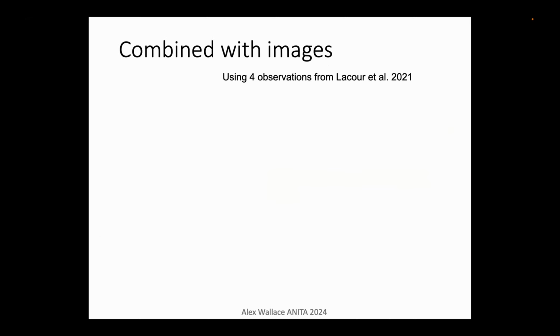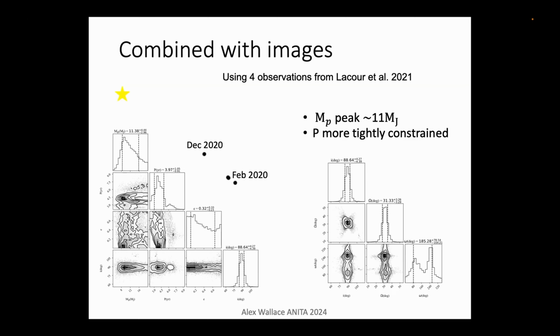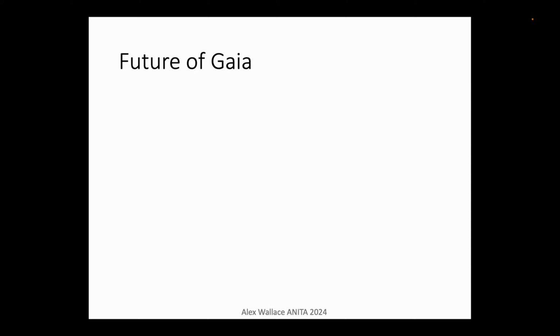And if we combine it with images that we have of this planet, such as that, so now we're actually feeding images in there as well, we're not just using the RUI signal from February to December there. And now we get a much better posterior distribution there, with a peak much closer to the 10 Jupiter masses we expect. And now we've got a period more tightly constrained, and all the angles are very tightly constrained, and that's because the calculation of omega there is trivial. It's just a line there.